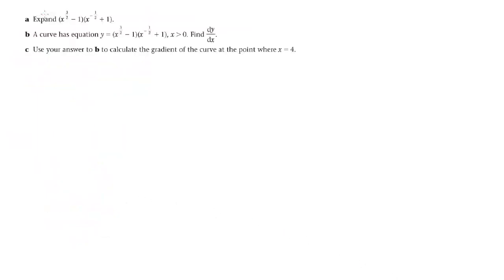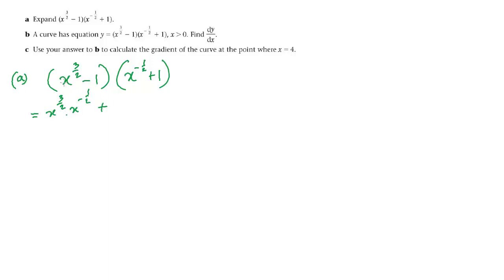In this particular question, the algebra is a bit difficult. Let's try this. First of all, let's start with simplifying the bracket. x to the power 3 by 2 minus 1, x to the power minus half plus 1. When we simplify this, we have to use the indices simplification rule since we have powers here. So x to the power 3 by 2 into x to the power minus half, then we have plus x to the power 3 by 2 into 1, which is going to give us x to the power 3 by 2. Then minus 1 into x to the power minus half. Then we have minus 1 into 1 is minus 1. Now we can write x to the power 3 by 2 minus 1.